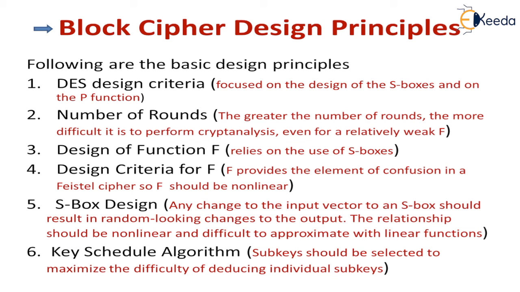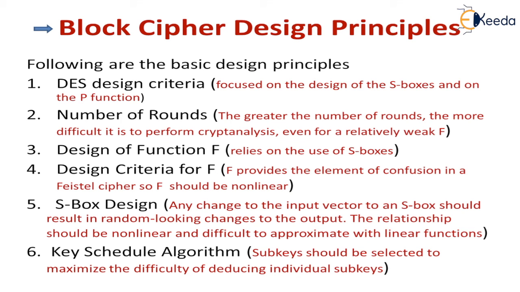Now we are going to look at block cipher design principles, and the following are the basic design principles. First is the DES design criteria, which focuses on the design of the S boxes and the P function. Next is the number of rounds. The greater the number of rounds, the more difficult it is to perform cryptanalysis, even for relatively weak functions. Next is the design of function F, which relies on the use of the S boxes. Next is the design criteria for F. F provides the element of confusion in the Feistel cipher.